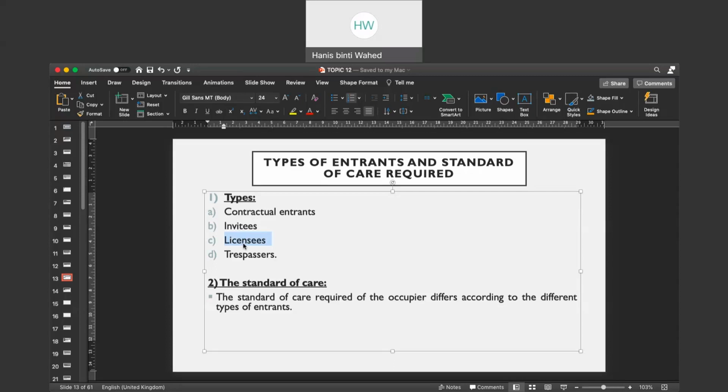And lastly, a lesser duty of care is owed towards a trespasser. This is the lowest. The occupier owes the lowest duty of care towards the trespasser. Why? Use our common sense: the person is a trespasser, so he trespasses the premises. So it's logical to say that the occupier owes a lesser duty of care towards the trespasser compared to contractual entrants, invitees, and also licensees. Okay, all right.